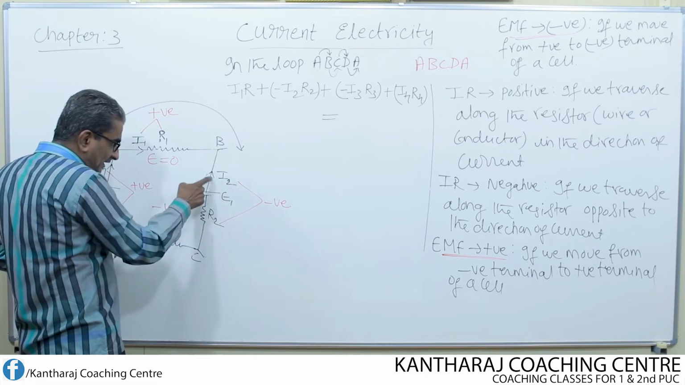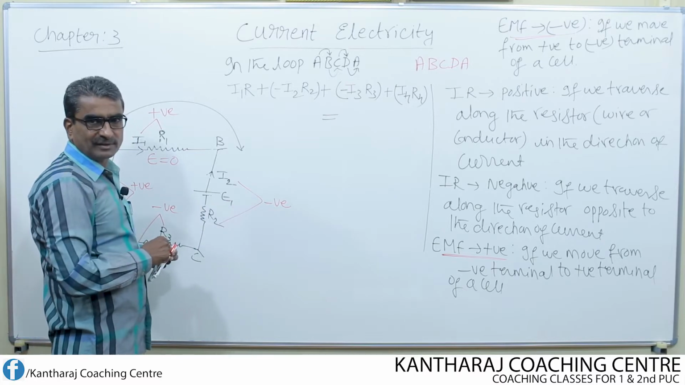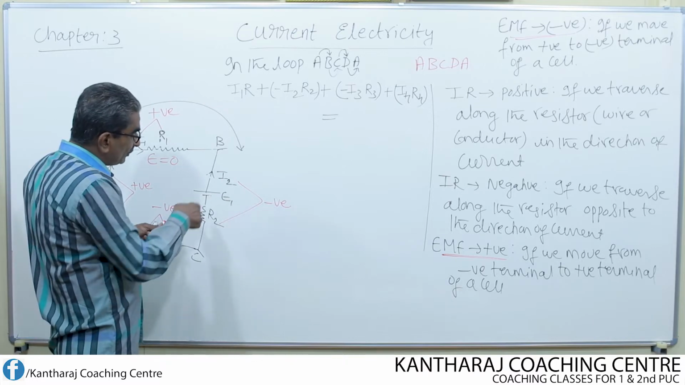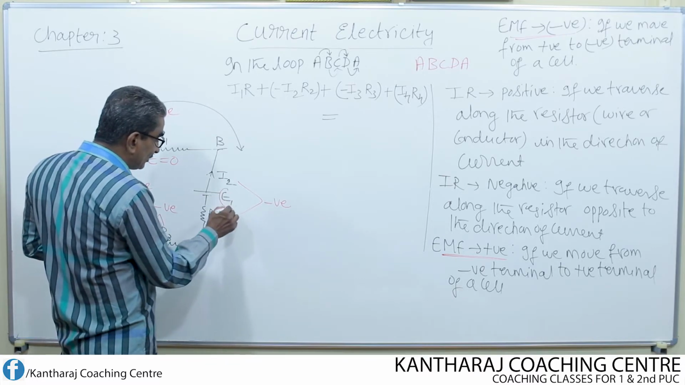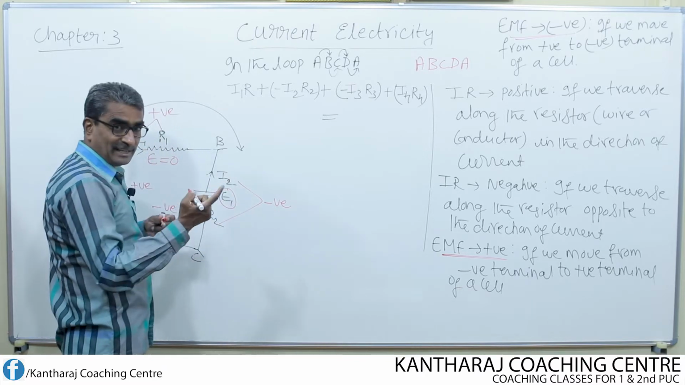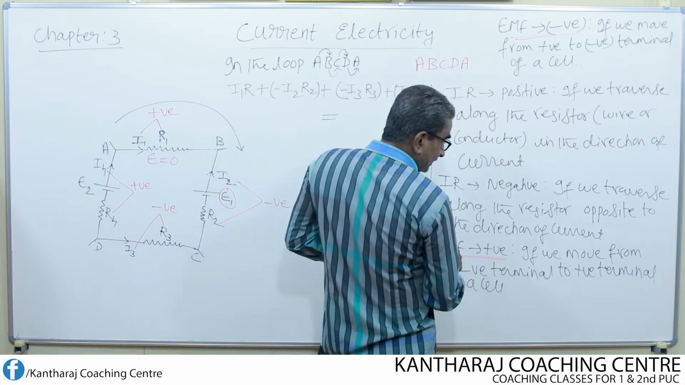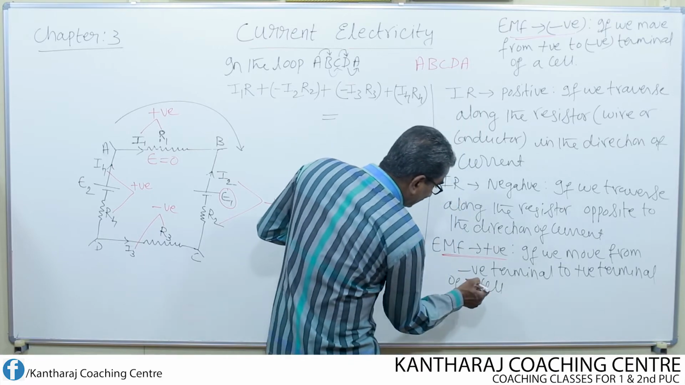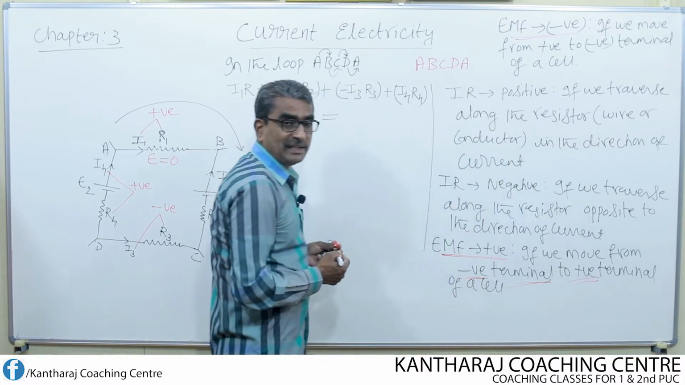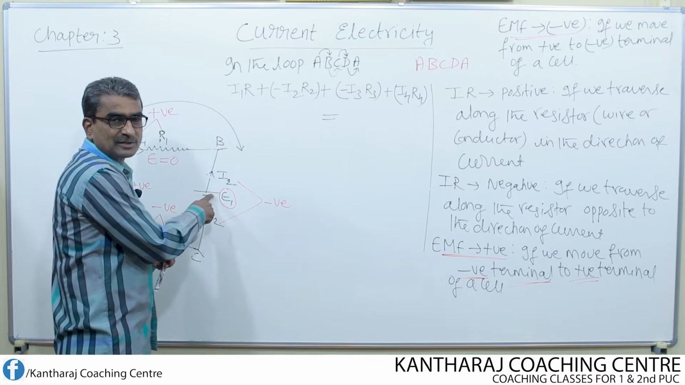While moving from B to C, there is one cell in this branch, in the branch BC, whose EMF is E1. Then whether this EMF should be taken as positive or negative, this EMF now should be taken as negative according to the sign convention, because look here, EMF is positive when we move from negative terminal to positive terminal. But here in this branch, while moving from B to C, we encounter first the positive terminal.